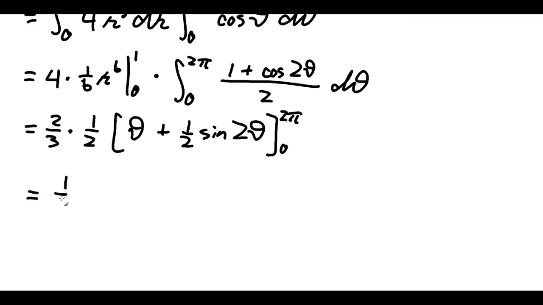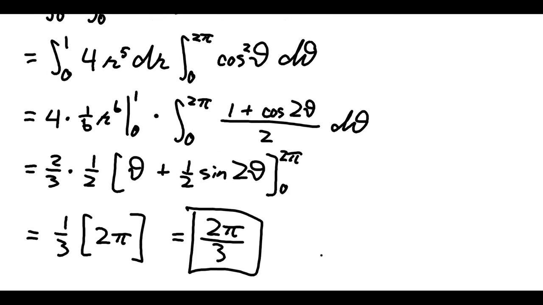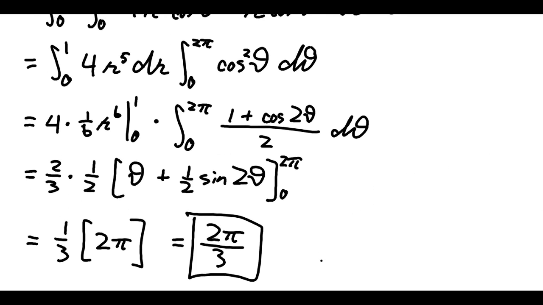So combining that, we get 1/3 of 2 pi plus 0 minus 0. So this looks like 2 pi over 3. And let me check my notes. Yes, that is in fact the solution here. We get 2 pi over 3. Okay.